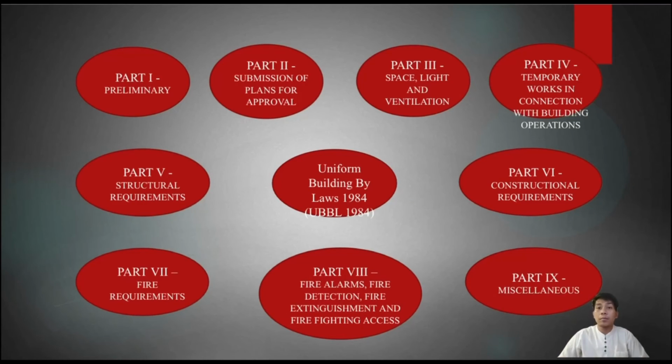So these are the 9 parts of the UBBL 1984. In this case, after we investigated, the building collapsed because of structural failure. So as we can see in Part 5, structural requirements are important to get the safety requirement of the building.